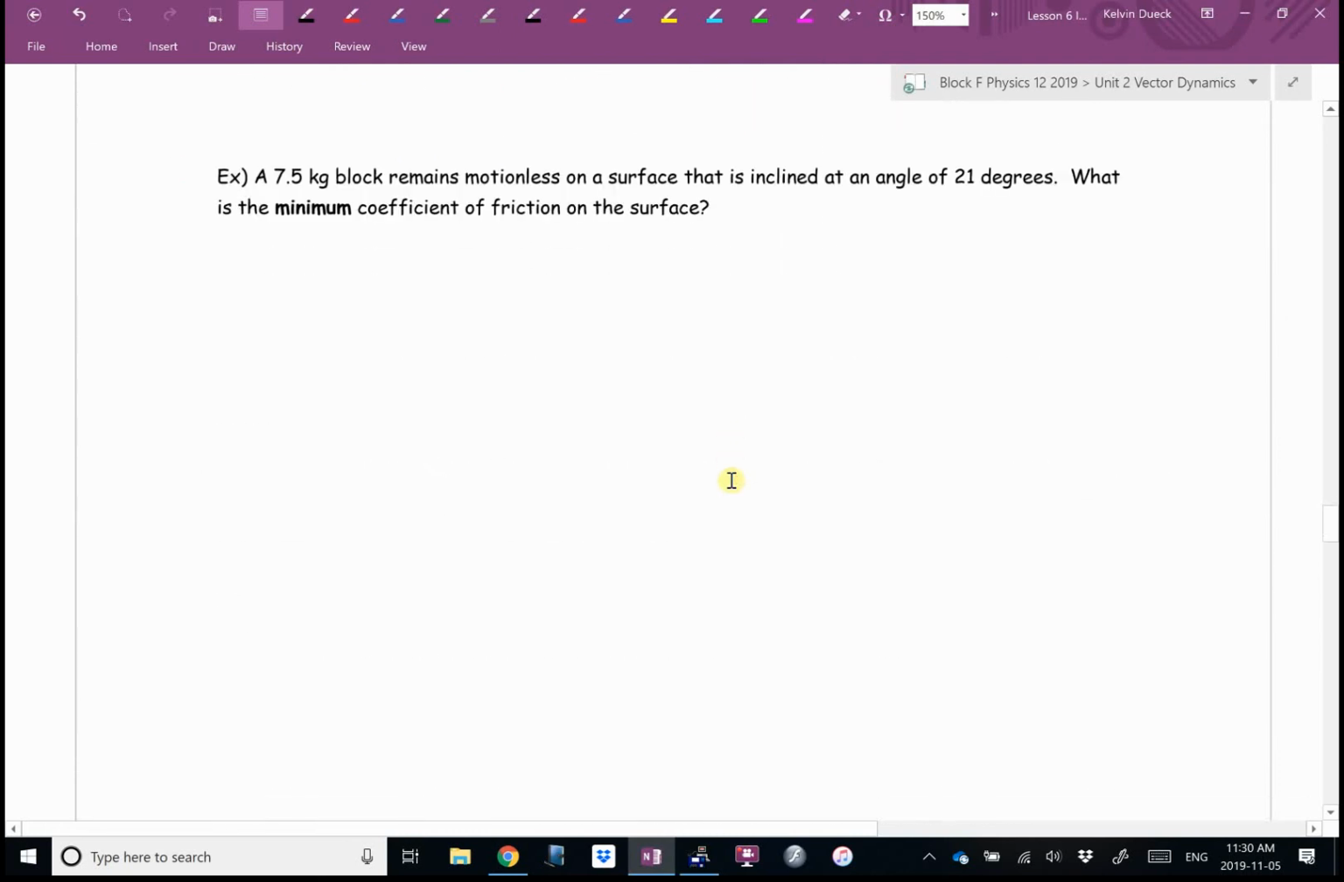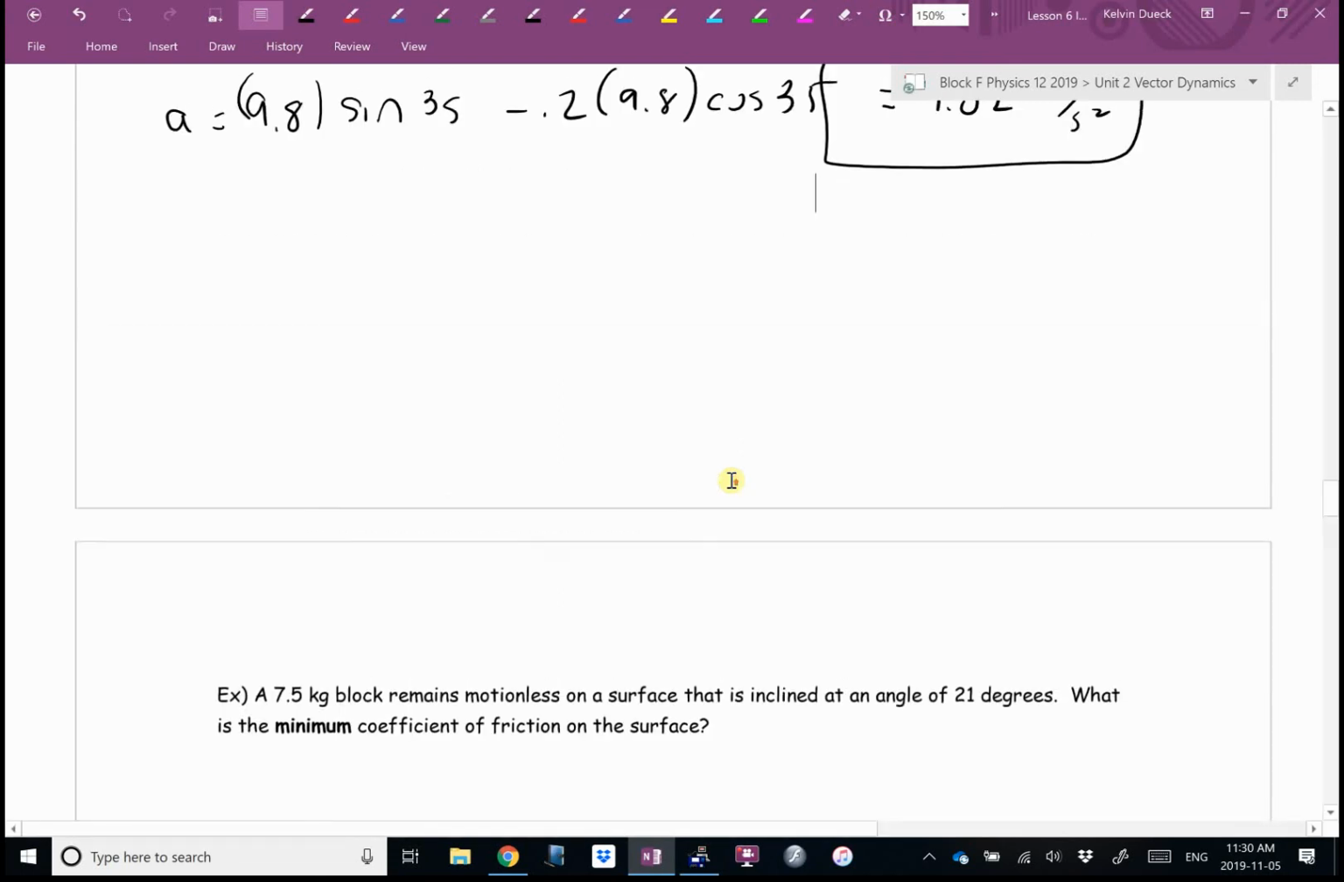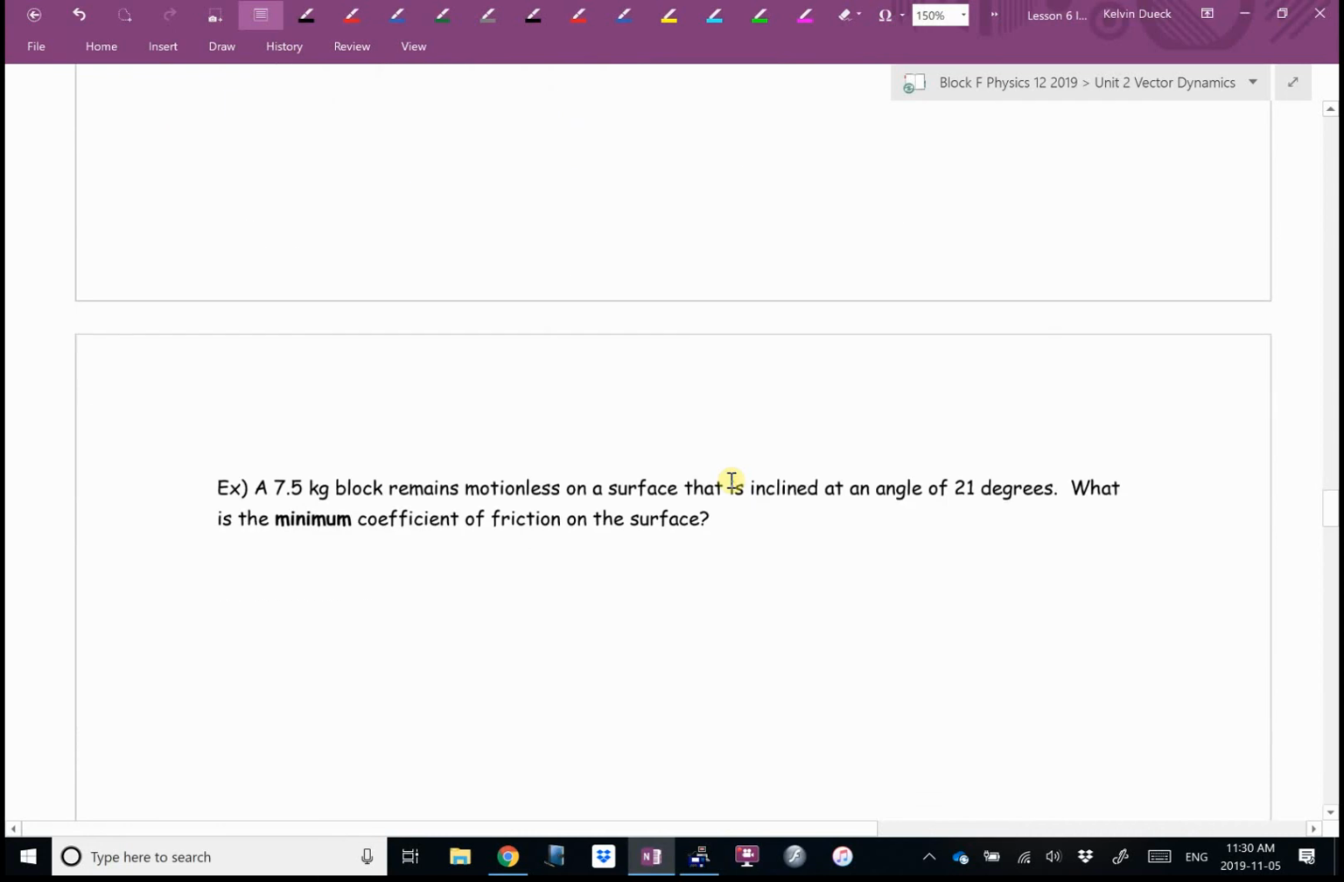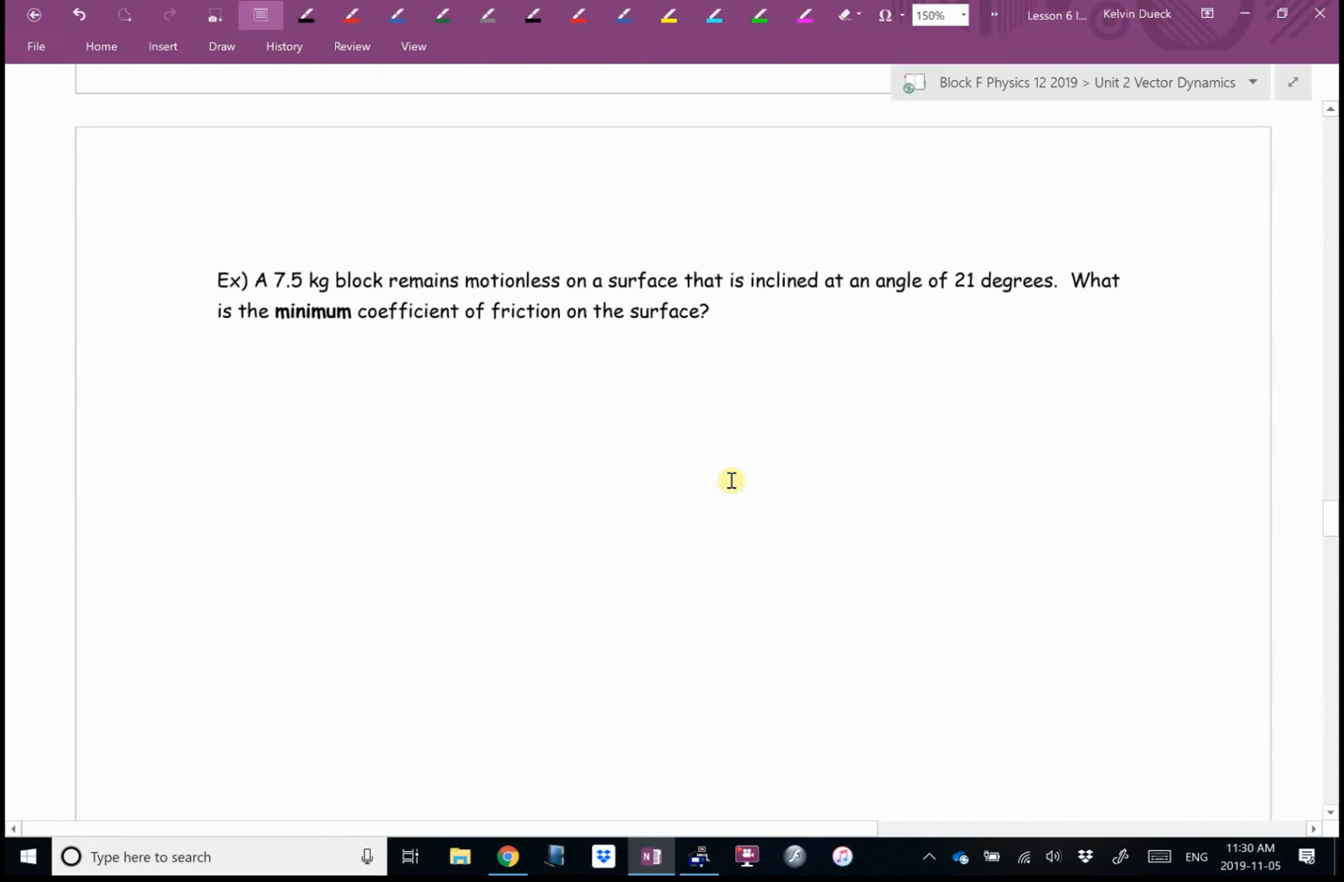I like example blank. Example blank is a nice question. Did I go too fast, Brandon? No. Okay. Hey, what's this question asking me to find? Hey, what's mu? I don't know. What's mu with you? Yeah, it's asking us to find the coefficient of friction.